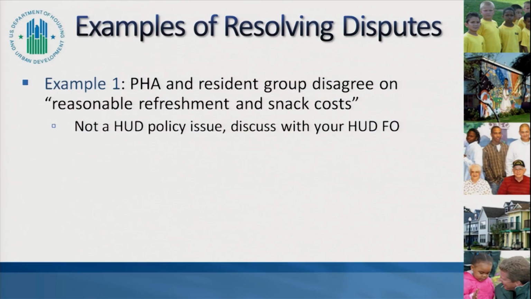And now we'll have a few examples of resolving disputes, the same way we talked about the TP fund examples. So the first example is a PHA and a resident group disagree on what reasonable refreshment and snacks cost, which is also something that we hear a lot about here. Ron, do you have some thoughts on this one?